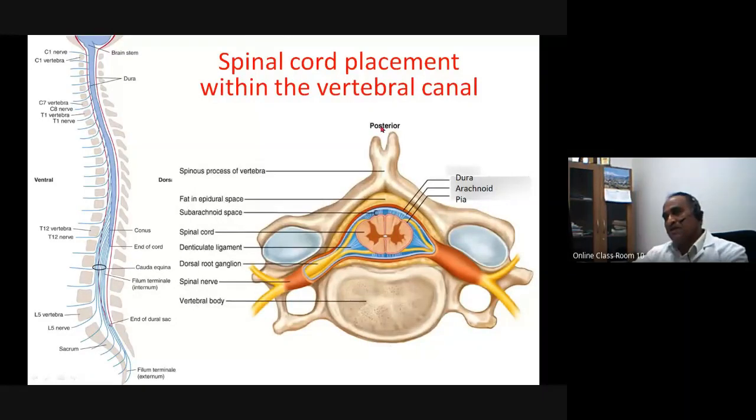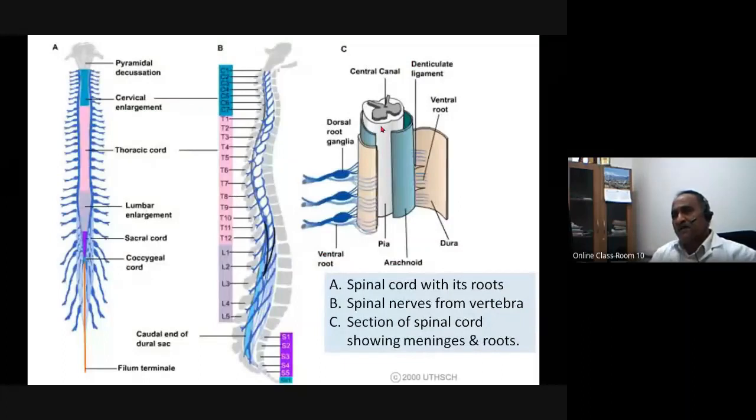This is about how the spinal cord is secured within this canal. Now coming back here, you can see the spinal cord and its roots.